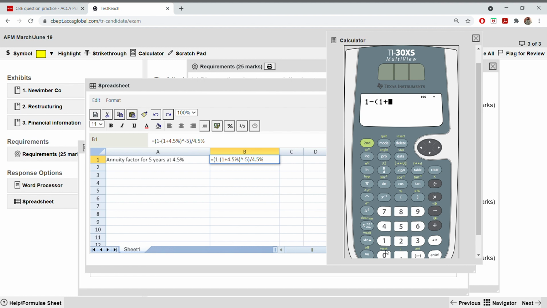So this time I'm not putting a bracket before 1, to the power minus 5. Now I'm dividing this by 0.045. Enter. You see, that's what we got in the Excel. So just delete this. So you can either do it step by step or in one go.